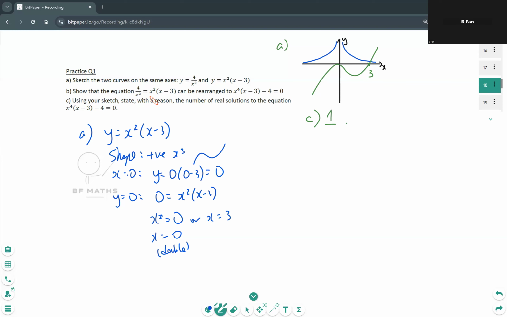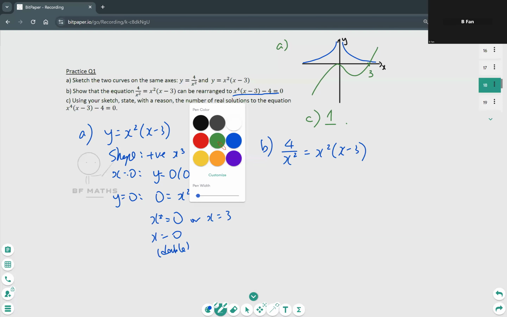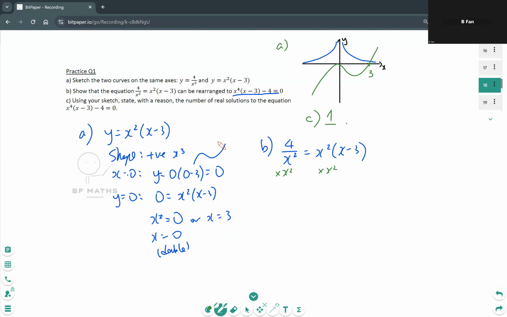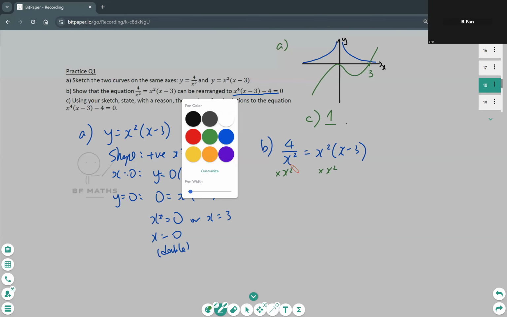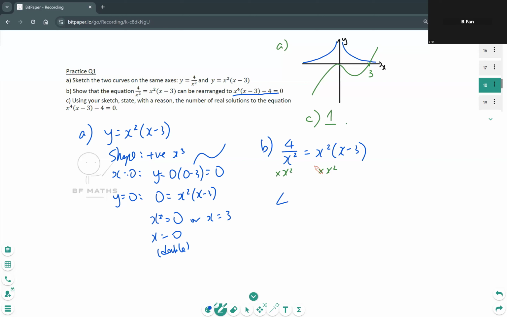Part B, show that the equation could be rearranged. So let's try that. 4 over x squared equals x squared times x minus 3. The question wants us to convert this into the answer like this, so we want to make one side equal 0. But before we do that, there's a fraction. To get rid of the denominator, we multiply every term by x squared. So we multiply left and right by x squared. Left hand side, 4 over x squared times x squared, they cancel out. Right hand side, x squared times x squared, x to the power 4 times x minus 3.